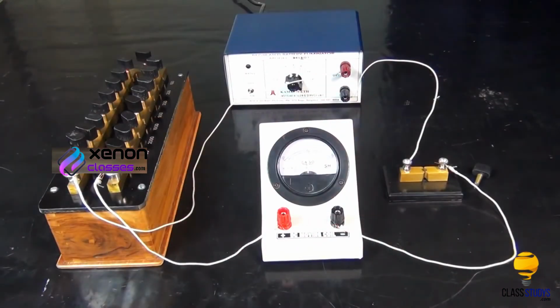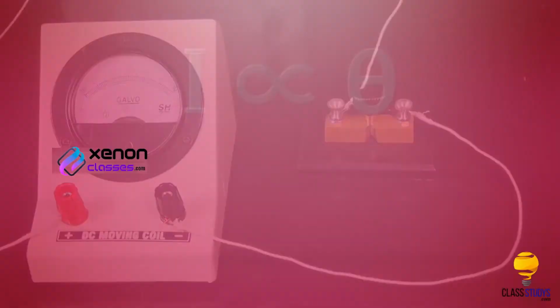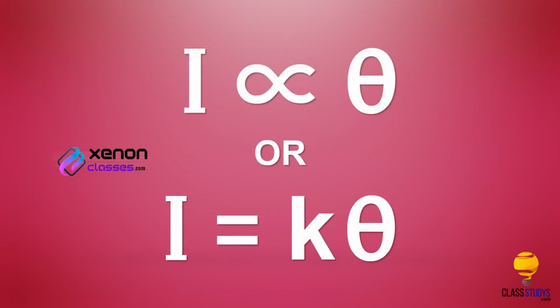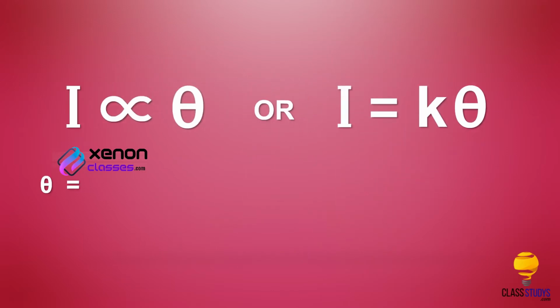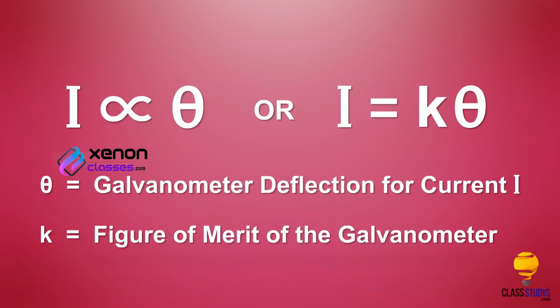The current flowing through the galvanometer is proportional to the deflection in it. I is proportional to theta, or I is equal to K theta. Theta is the galvanometer deflection for current I. K is the figure of merit of the galvanometer.